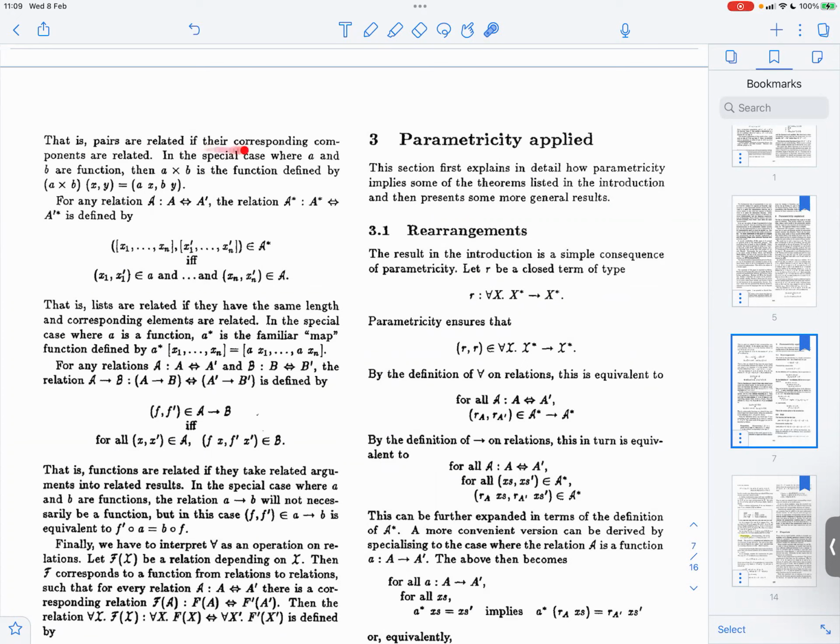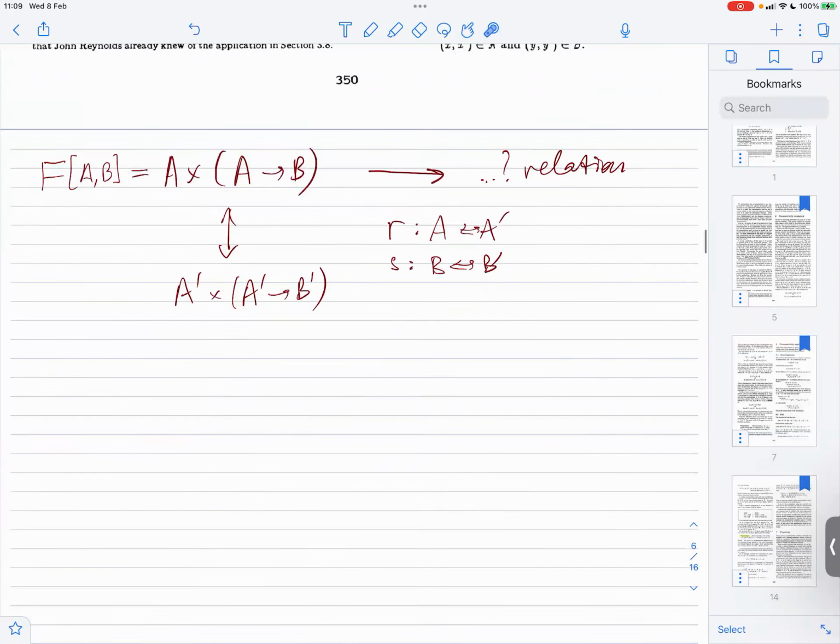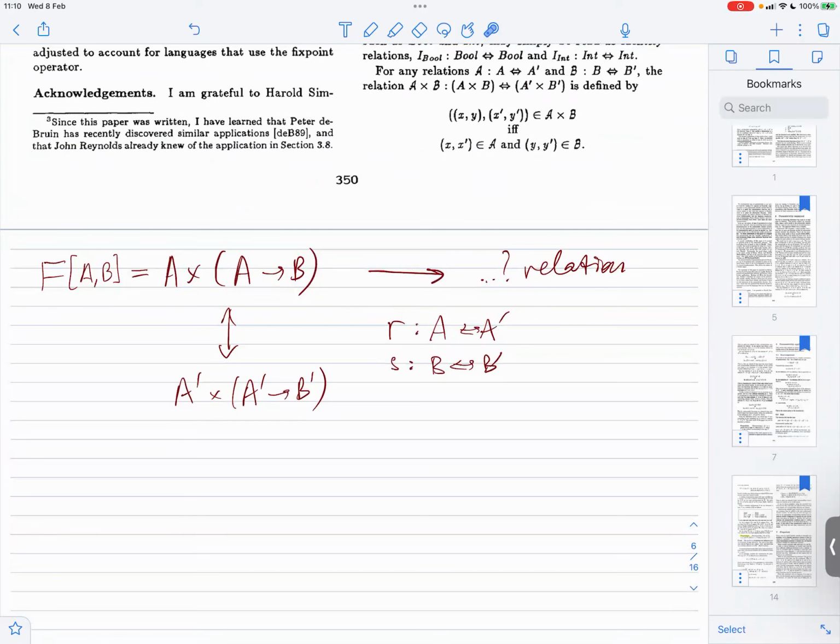Pairs are related if their corresponding components are related, but he didn't explain where these A and A prime came from. And so that's the crucial missing information that the reader cannot really guess, that you have to introduce arbitrary new relations between A and A prime, B and B prime, and only then you can lift them to a relation between f of AB and f of A prime, B prime.